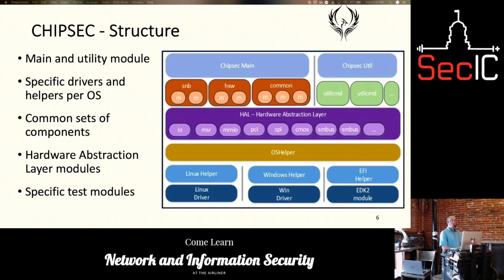So here's the basic structure of CHIPSEC. At the top level, there are two modules, you would say: the CHIPSEC Main and the CHIPSEC Utility. Under the main, it has different scripts, and same with the utility. Then it gets down into the hardware abstraction layer, where it's making those hooks and using the OS helper to talk to the actual hardware and figure out what's going on with the memory configuration or BIOS, whichever modules you're running at that time.